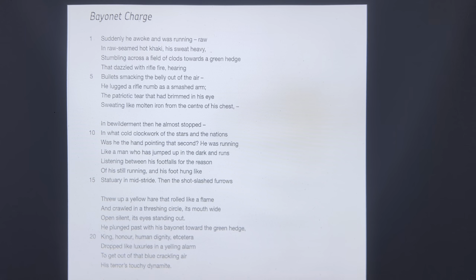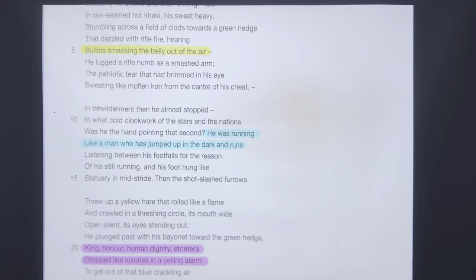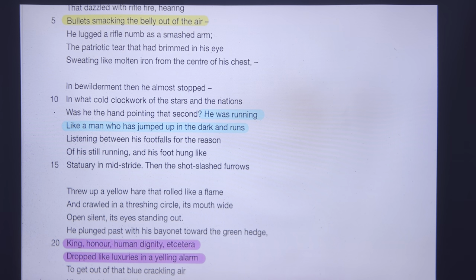And these are the three quotes, guys, that we're going to try to remember when it comes to this poem. It's smacking the belly out of the air, and who jumped up in the dark and runs. And number three, guys, dropped like luxuries in a yelling alarm. These are the three quotes that we are going to remember. And I would argue, guys, that this particular poem is also a narrative poem, because it tells the story of the realization that this man has whilst on the battlefield.